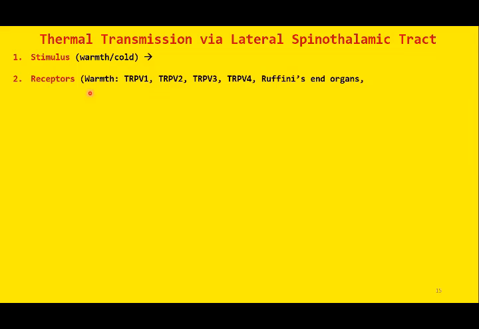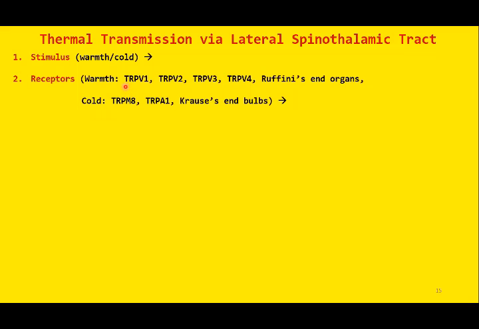There are specific receptors for warm sensation. We have discussed different types of transient receptor potential channels. TRPV1 to V4 are all for warm sensation. Similarly, Ruffini endings are also responsible for detection of warmth sensation. Then we have receptors for cold sensation. The Krause end bulbs are responsible for detection of cold sensation. Similarly, the transient receptor potential channels M8 and A1 are for cold.